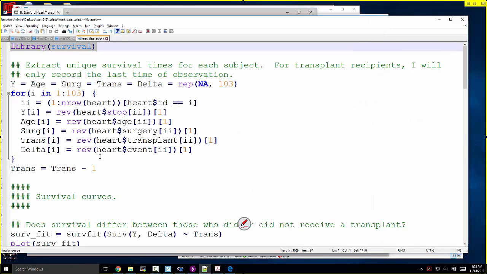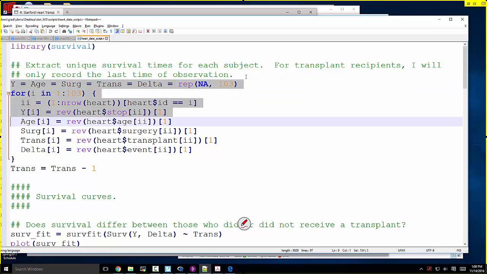So let's come back to the script. And I'm going to pull out the survival times. I'm just going to use the stop variable as the survival times. We actually have a start and a stop, but I'm going to only focus on stop times. The start and stop is time of observation, but I think stop is with respect to a common start point. So I'm just going to use stop as our response time.